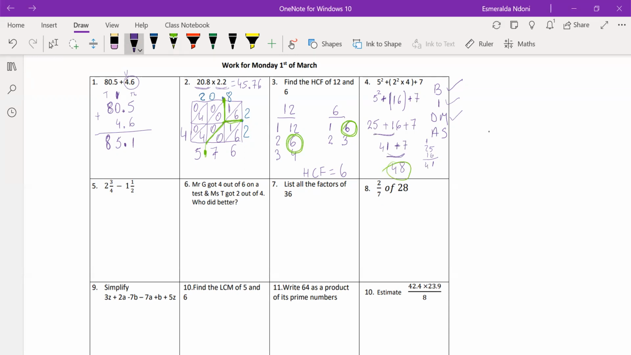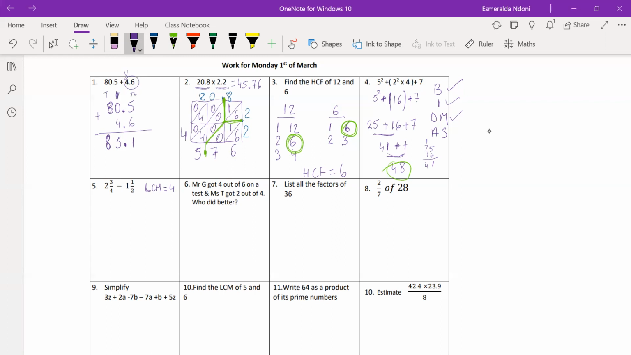Question 5, subtracting fractions. To subtract fractions, find the LCM. We need to find the LCM of the denominators. In our case, that is 4, because we have 4 and 2 for denominators. So the lowest common multiple is 4.